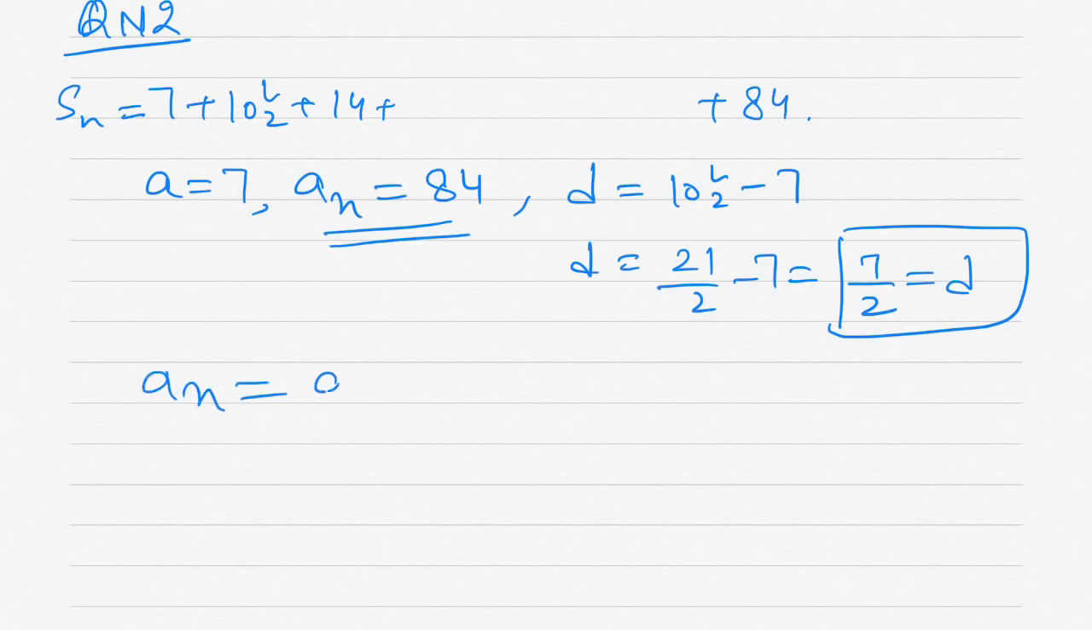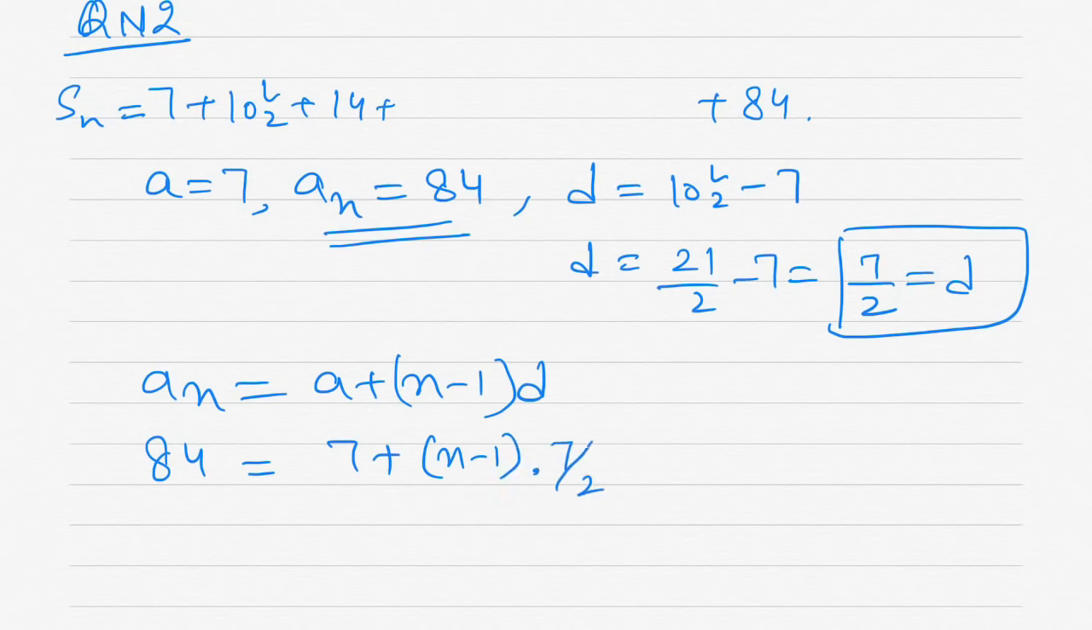Formula for an is a plus n minus 1 into d. Let us put values of an, a and d in this. 84 is equal to 7 plus n minus 1 into d, which is 7 by 2. Let us simplify this equation for n.